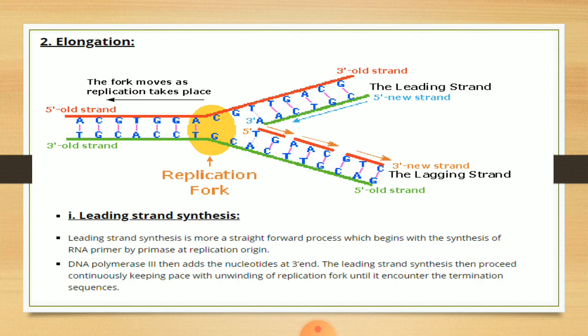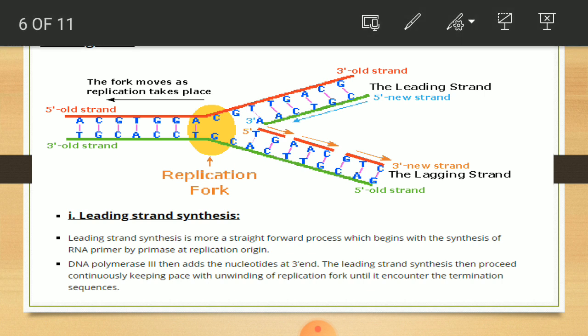During the elongation, there are two types of strand. First is the leading strand and the lagging strand. The leading strand is synthesized continuously without any break, but the lagging strand is synthesized in the form of small Okazaki fragments. So for the leading strand, initially a small fragment of RNA is added, which is complementary to the 3' end of the old strand, and the 3' end of this primer is recognized by DNA polymerase III enzyme, which causes the elongation.